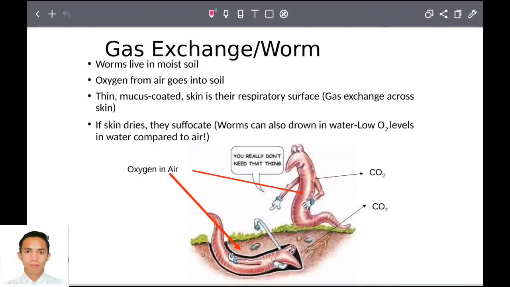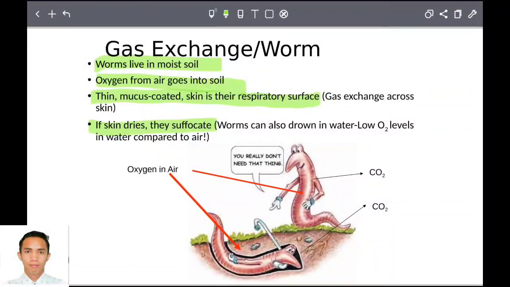Let's proceed to gas exchange in worms. Worms live in moist soil. Then oxygen from the air goes into the soil. Thin, mucus-coated skin is their respiratory surface. Gas exchange happens across the skin. If the skin dries, they suffocate.